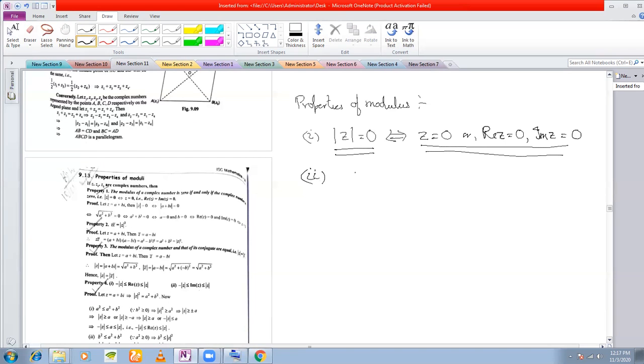The next very important property is that the product of a complex number taken with its conjugate is nothing but the square of the modulus. The product of the complex number with its conjugate will give you the square of the modulus. Very, very important property. And the modulus of a complex number is the same as the modulus of its conjugate. This is another property. Whether you take the complex number or its conjugate, the modulus will be the same.